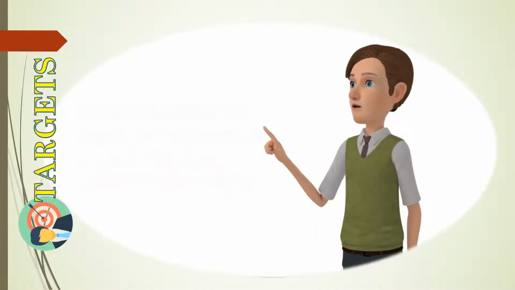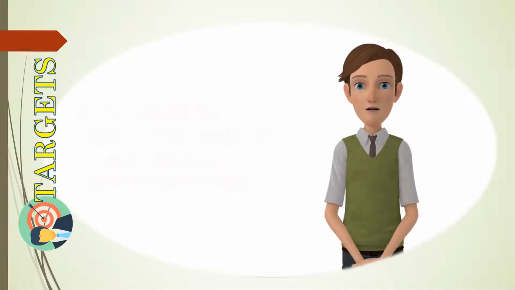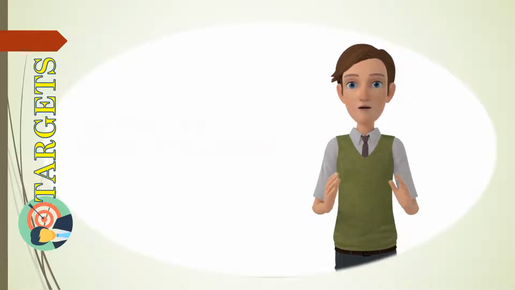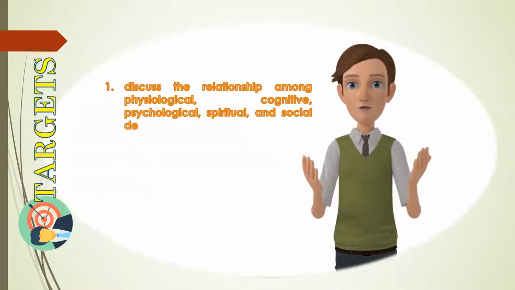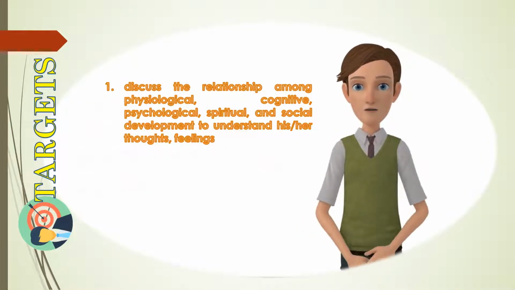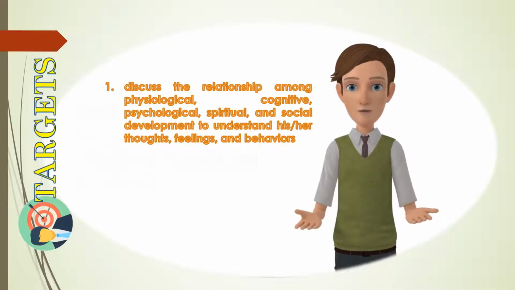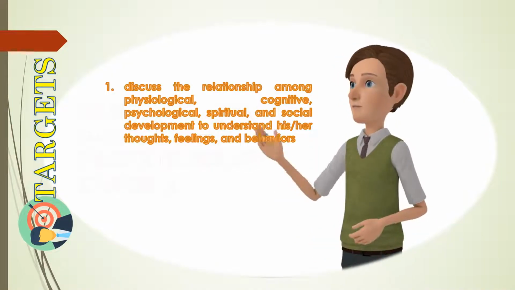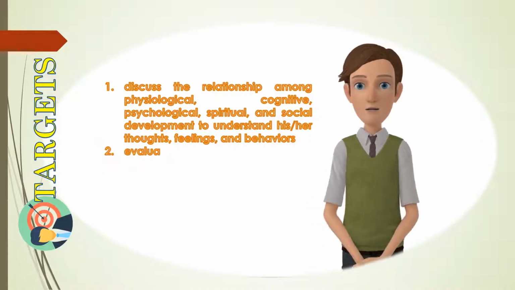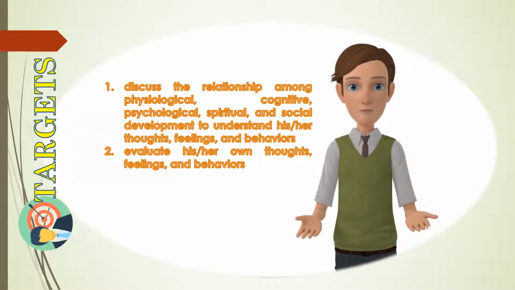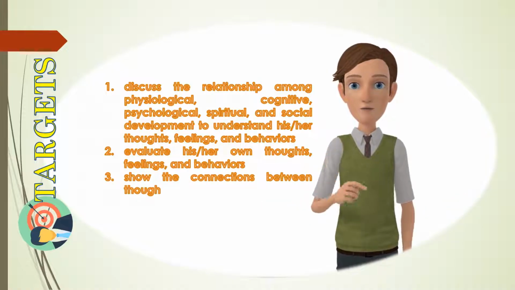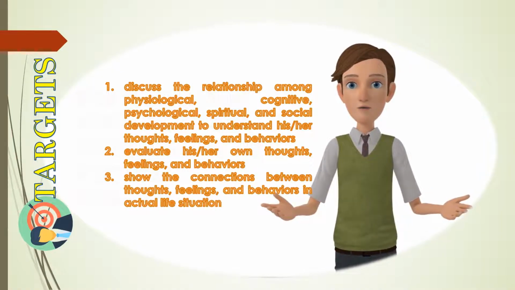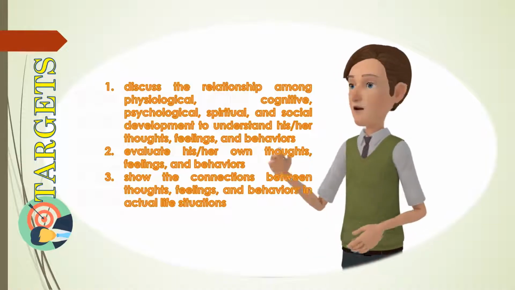Before discussing the lesson, the following are the most essential learning competencies that need to be achieved by the learners. 1. Discuss the relationship among physiological, cognitive, psychological, spiritual, and social development to understand his/her thoughts, feelings, and behaviors. 2. Evaluate his/her own thoughts, feelings, and behaviors. 3. Show the connections between thoughts, feelings, and behaviors in actual life situations.